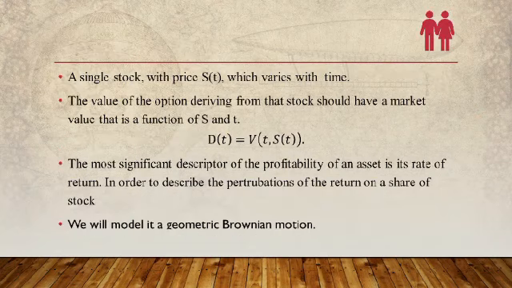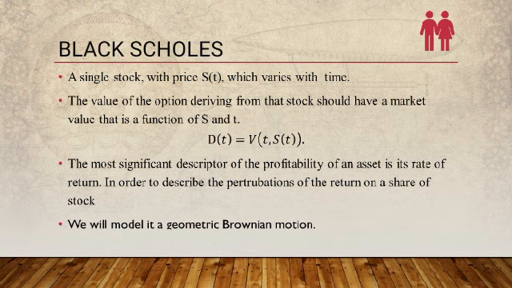Black-Scholes. Consider a single stock with price S(t), which varies with time. The value of the option deriving from that stock should have a market value that is a function of S and t, dV(t) equal to V(t) S(t).